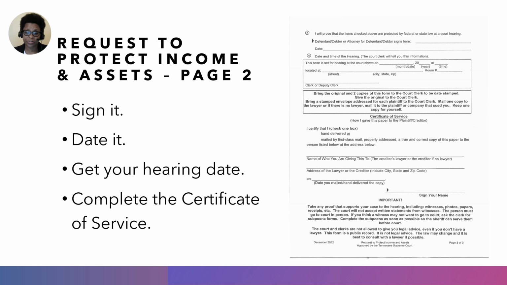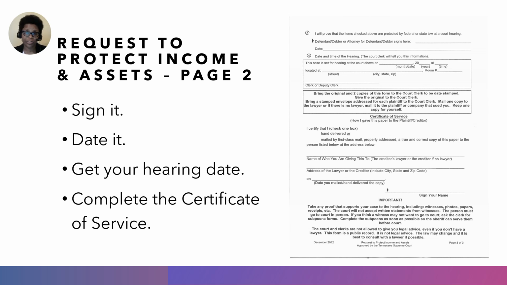You want to complete the certificate of service. So by this, you would write in, how was the creditor served? Were they served by e-file, electronic service? Was it hand delivered in open court? Did you hand deliver it to their office? Did you mail this document to them? Whatever you did, you want to describe that, write that in the certificate of service.